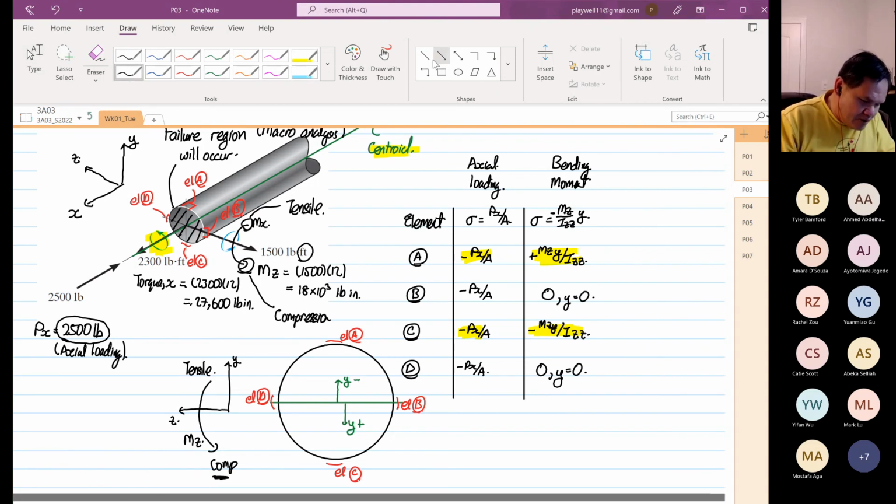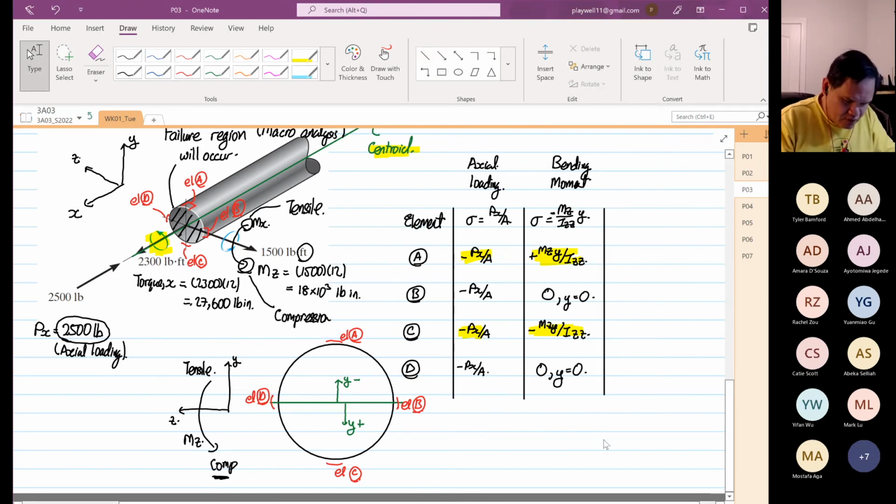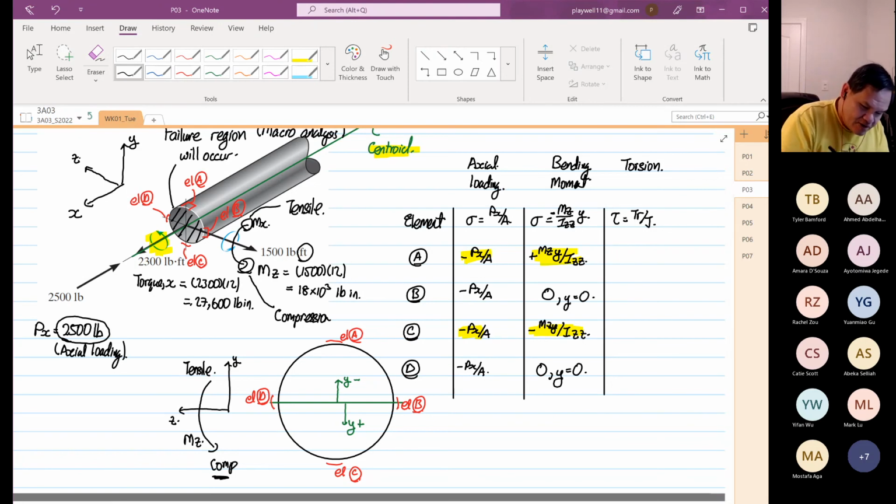Now the next thing we are going to look at is due to the torque, due to torsion. So the next one, the shear stress is equal to TR over J. This is due to the torsion. When due to the torsion, you can see that all these are all the same: TR over J, TR over J, TR over J, TR over J.